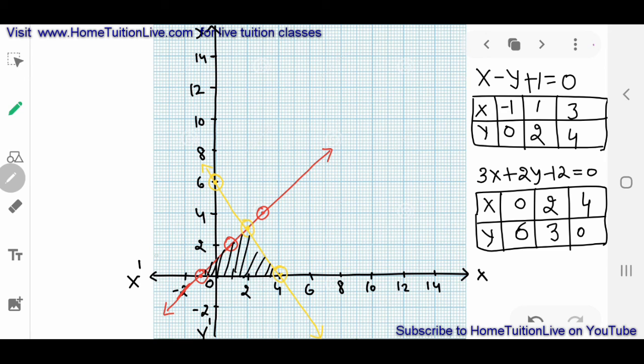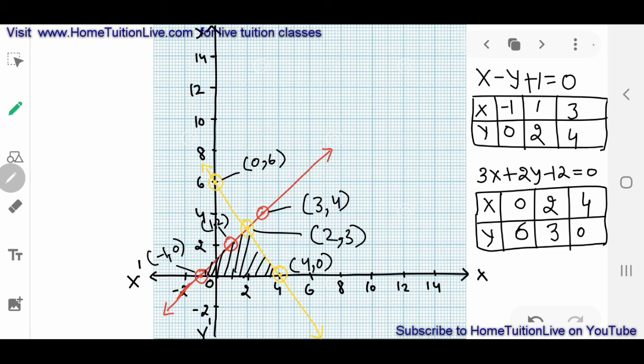This is x. This coordinate is -1, 0. This is 1, 2. This point is 3 and 4. This point is 0, 6, and this is 2 and 3, and this is 4 and 0. This line is for equation x minus y plus 1 is equal to 0, and this line is for 3x plus 2y minus 12.